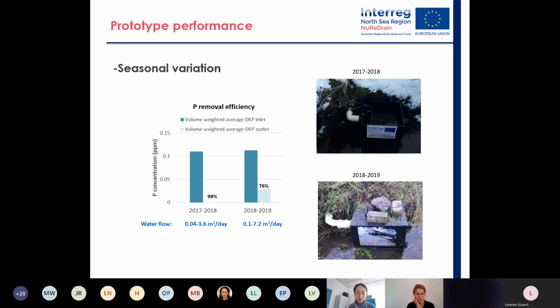The first year, 99% of P was removed, while the second year, 76%. The P removal efficiency dropped in the second year, but it still worked very well with a larger flow in the season of 18 to 19. We will further follow up and see when the filter material will get saturated.